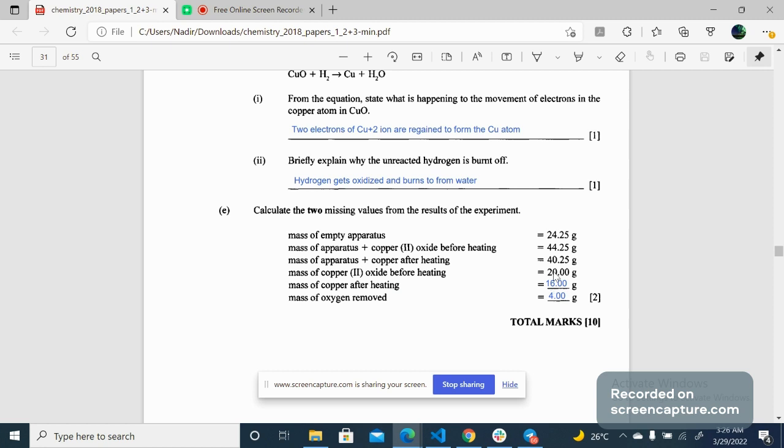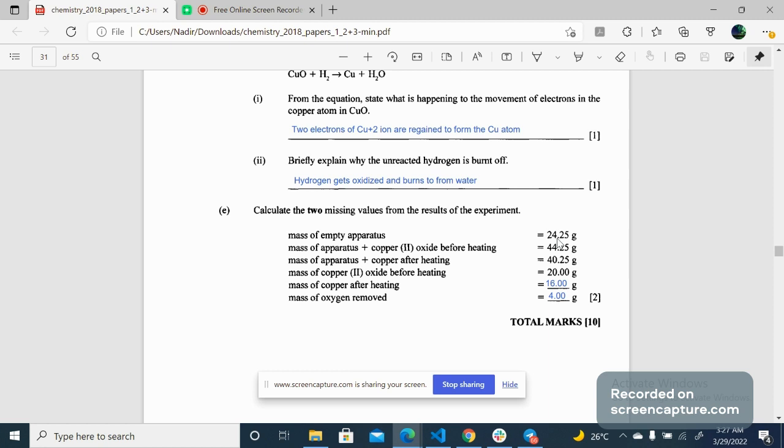Mass of copper after heating. Let me see. Mass of copper after heating. Mass of copper. So it is asking us only the mass of copper after heating, not the whole system mass, which included the apparatus as well.